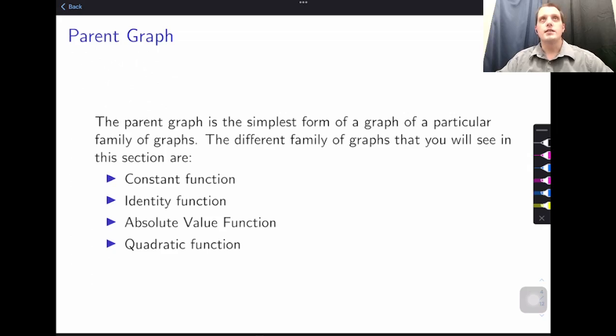The parent graph is the simplest form of a graph of a particular family of graphs. The different families of graphs that you will see in this section are the constant function, the identity function, the absolute value function, and the quadratic function.